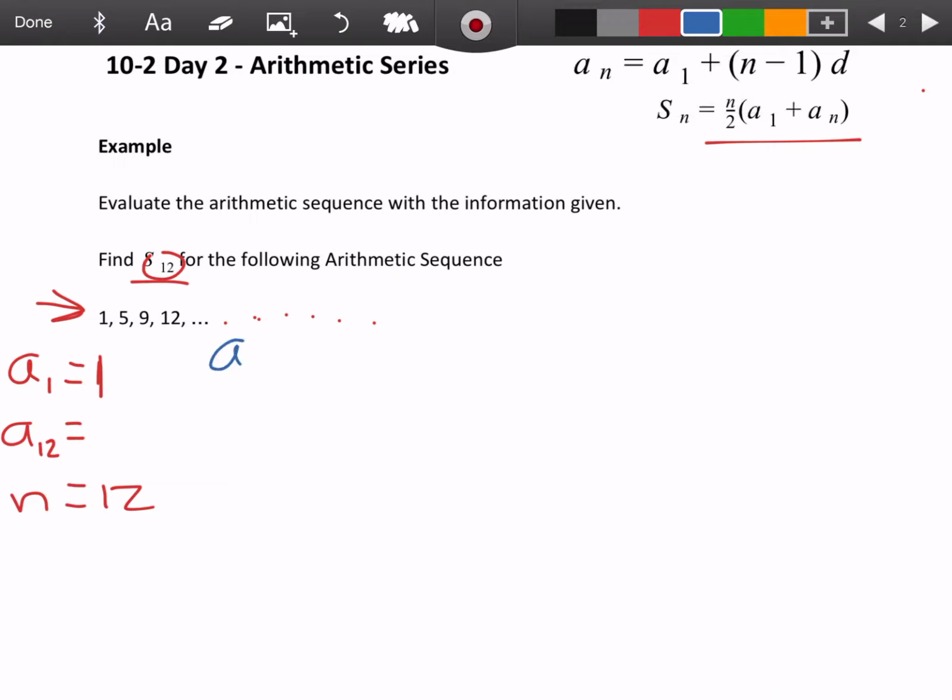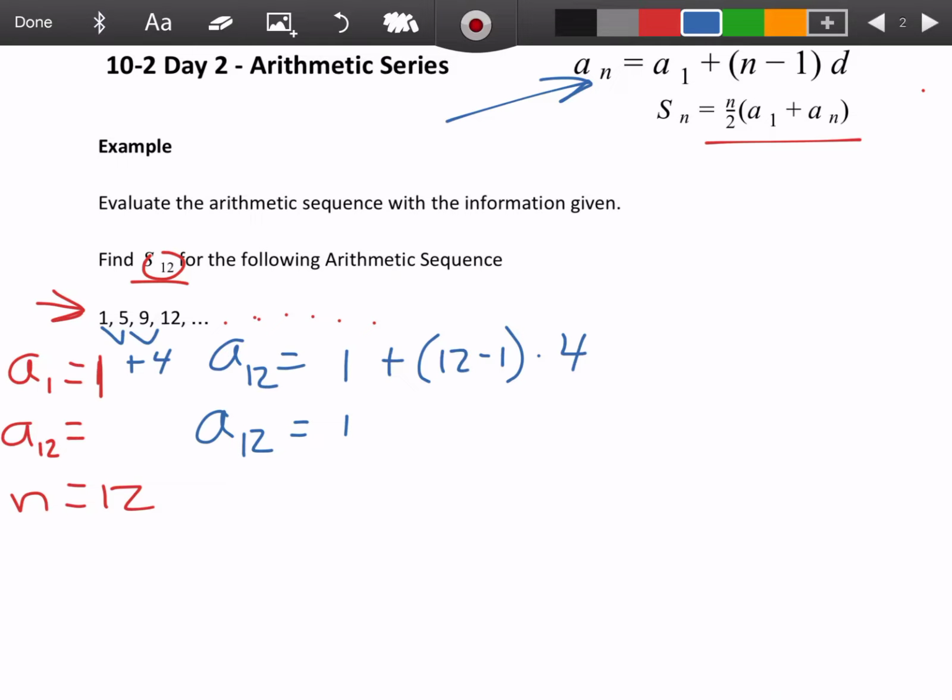So the first thing we need to do is find A12. And that's where we're going to use this formula up here. Our first term, A1, would be 1, plus 12 minus 1, times our common difference. Well, we keep going up by 4, so that's going to be times 4. So to simplify, 1 plus 11 times 4. So 44 plus 1, this should be 45, so 45 should go here.